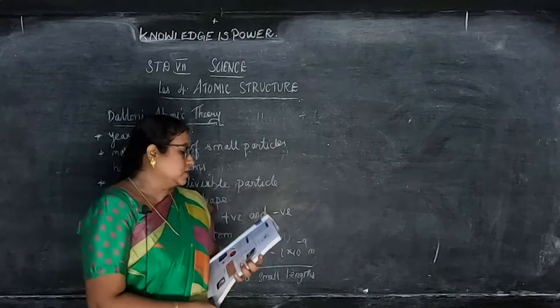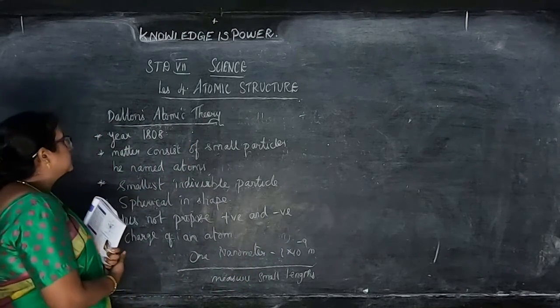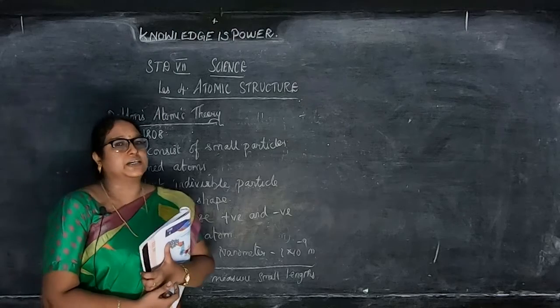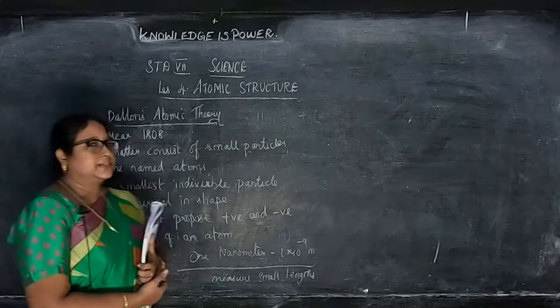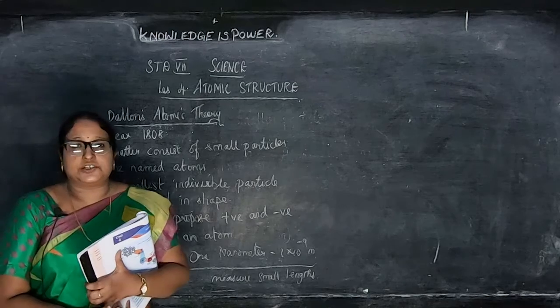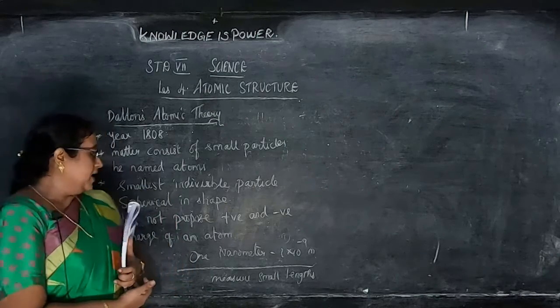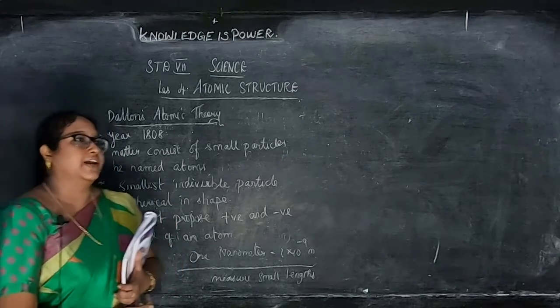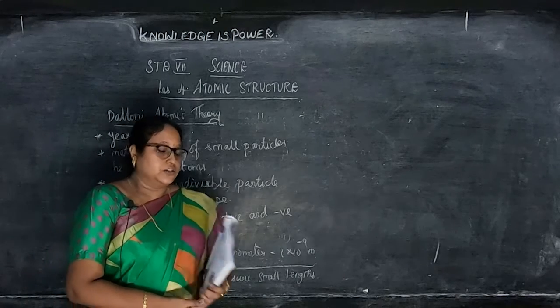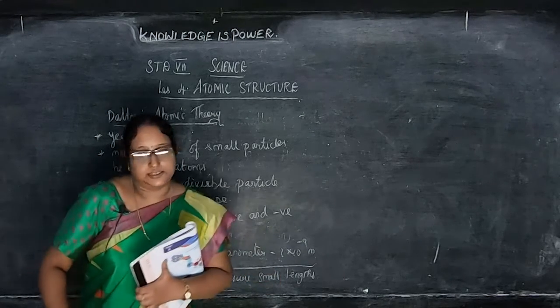Okay, children. Now first we saw Dalton's atomic theory. It was proposed in the year 1808, and it consists of the smallest particles which he named atoms, and it's the smallest indivisible particle, and it is in what shape, children? Yes, spherical in shape, and it does not propose a positive and negative charge of an atom, so it was not explained properly. Okay, so next we go to Thomson's theory.